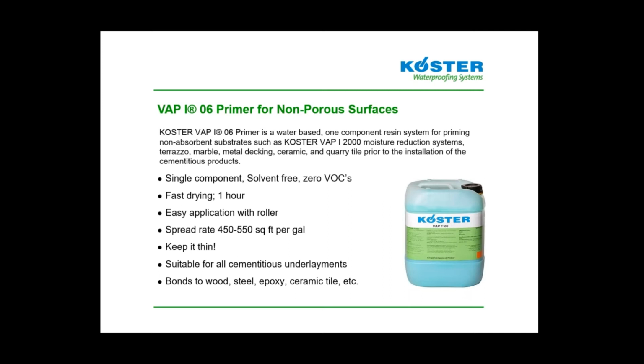The VAP 06 primer is what we'd use over non-porous surfaces. This is a water-based, one-component system which is used for priming non-absorbent substrates. Primarily, the VAP 2000 moisture mitigation system can also be used over terrazzo, metal, ceramic, quarry tile, etc., prior to the installation of cementitious underlayments.